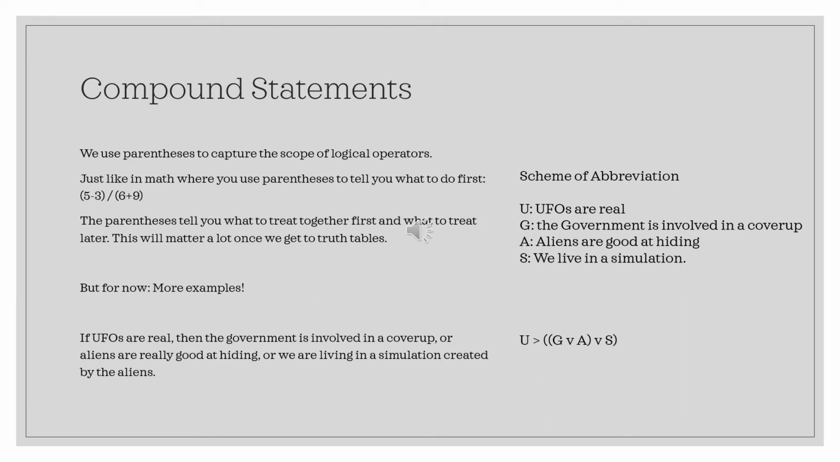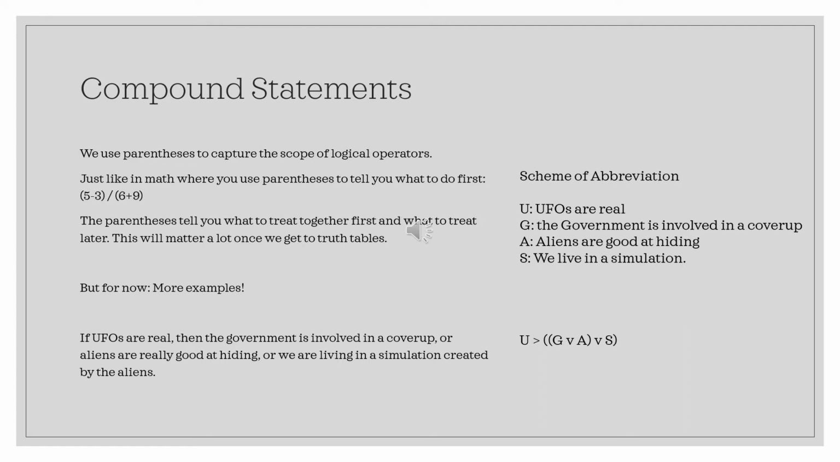Instead, what you do here is you do the 5 minus 3 first, and then you do the 6 plus 9, and then you'd have 2 over 15, right? The parentheses tell you what to treat together first and what to treat later. And this is going to matter when we get to the rules, to truth tables. But for now, ultimately, it's helpful to just have more examples.